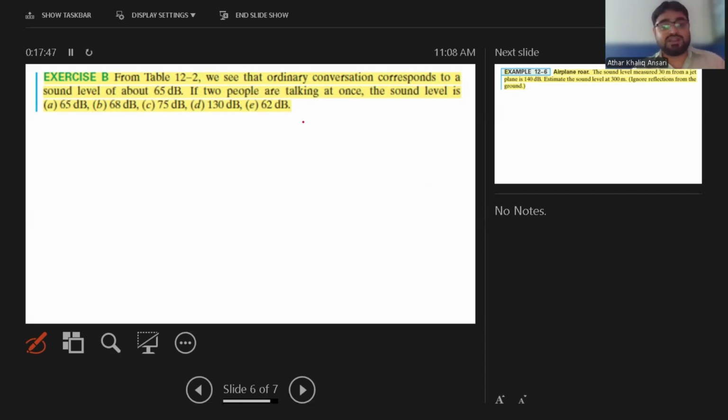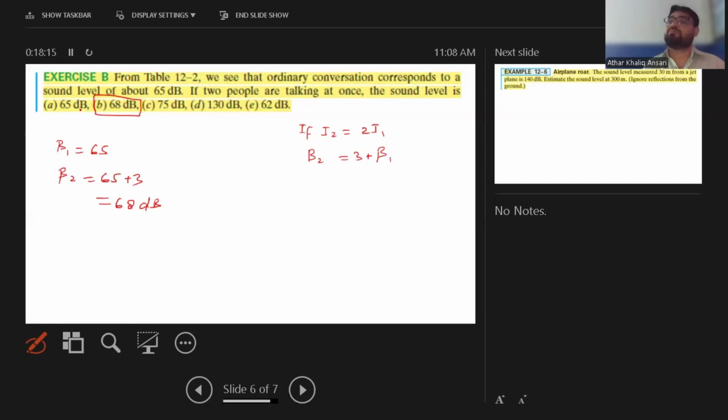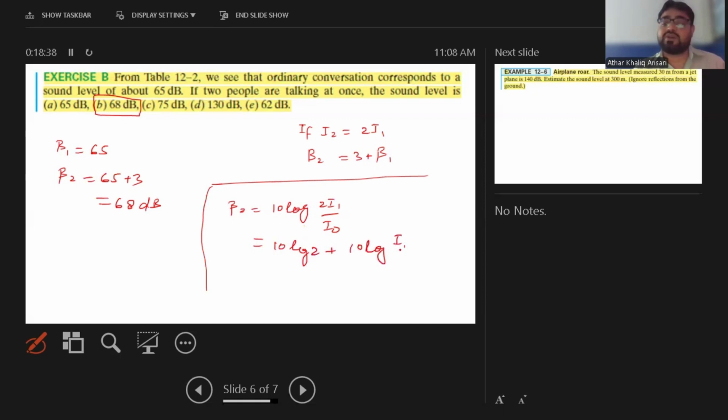So I use the same rule. If I2 is 2 times I1, beta 2 will be 3 plus beta 1. Beta 1 here is 65. So similarly, beta 2 will be 65 plus 3, that is 68. Now, if you want to prove it, I can say beta 2 is equal to 10 log of 2 I1 over I naught because I2 is 2 I1. So 10 log of 2 plus 10 log of I1 over I naught. I1 over I naught gives 65. 10 log 2 is 3. So the answer is 68. You can use either of these two methods.